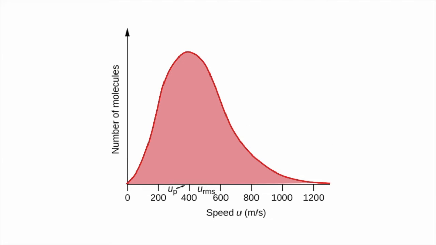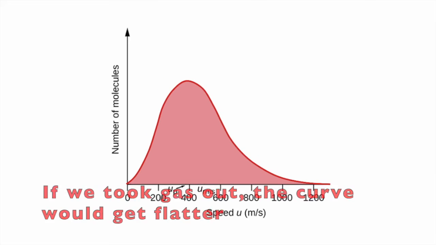Since the area under the curve is related to the number of molecules or particles of gas, if we were to take some of the gas out, the curve would get flatter.